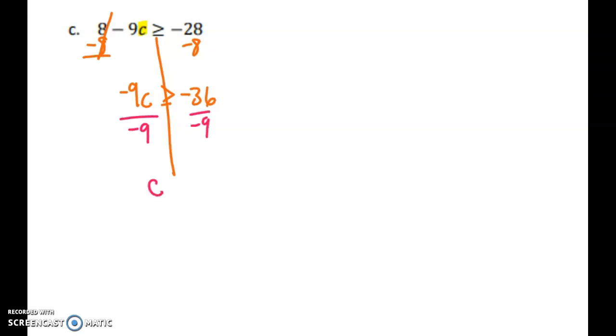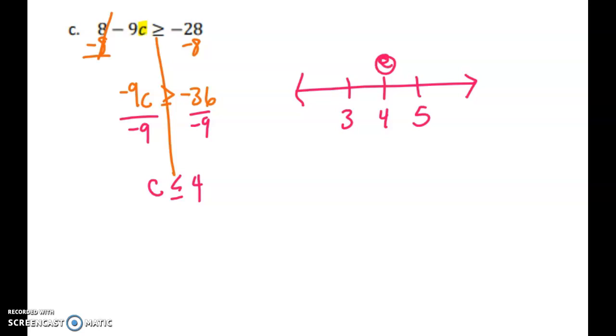Now remember, when you multiply or divide by a negative, you have to flip that sign. So I get C is less than or equal to 4. So I'm going to put my circle above 4. I decided to close the circle because less than or equal to is closed. And it points to the left because numbers that are less than 4 are to the left of it on the number line.